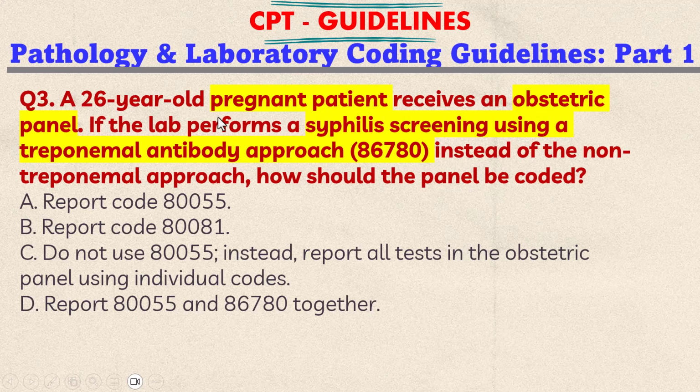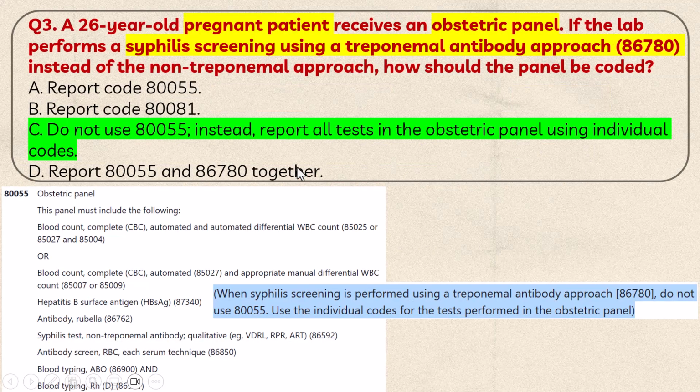So here you have to highlight the pregnant patient. Obstetric panel is done, but the syphilis screening is using a treponemal antibody approach. So let's go to the panel list here. So you can see the obstetric panel. It includes all the panel items here. When you go to the syphilis test, it says non-treponemal antibody quantitative. But in our case, the syphilis screening uses the treponemal antibody, not the non-treponemal approach. So when you go to the bracket item listed below this list, it says when syphilis screening is performed using the treponemal antibody approach, do not use 80055. Use the individual codes for the tests performed in the obstetric panel.